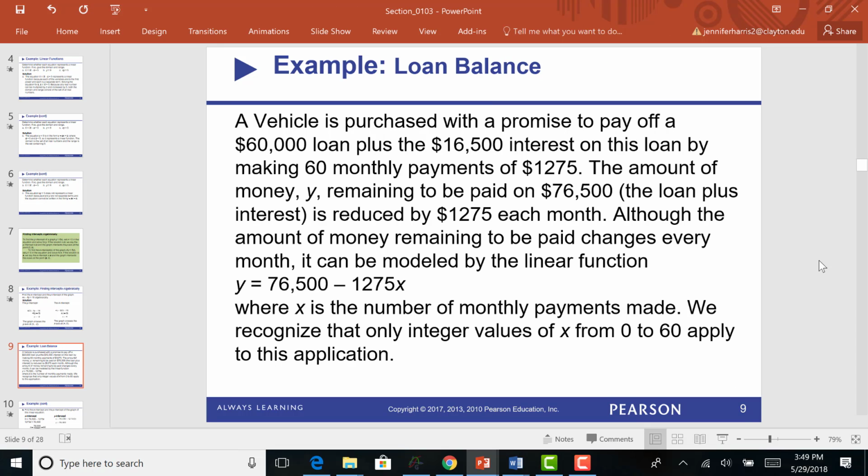Alrighty, so here's where we stopped. I know we did all of this. You purchased a $60,000 Escalade, and you paid $16,500 in interest, and your monthly payment was $1,275 per month. All right, for how many months? 60 months. All right, so the question was, down here they gave us an equation that modeled this situation.